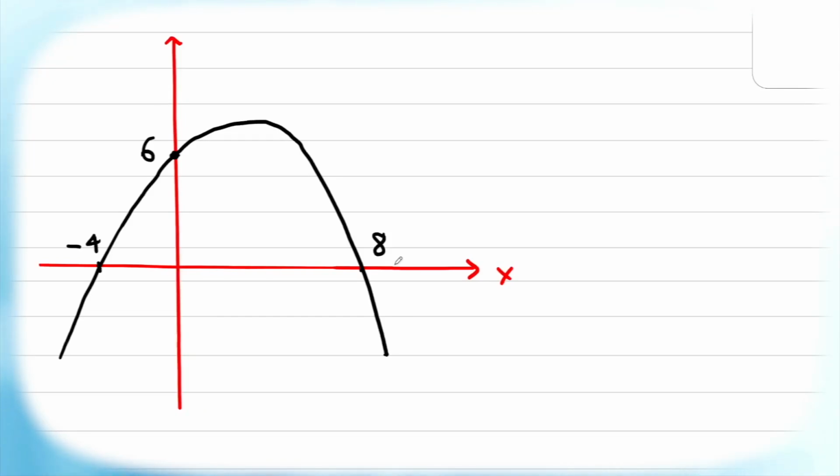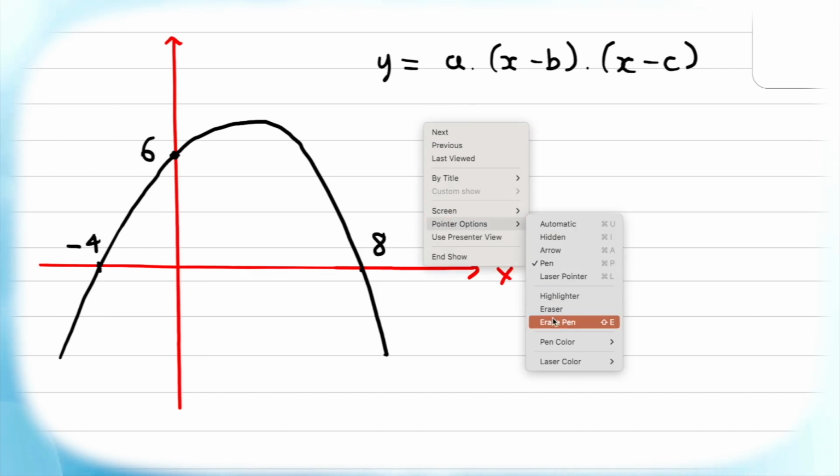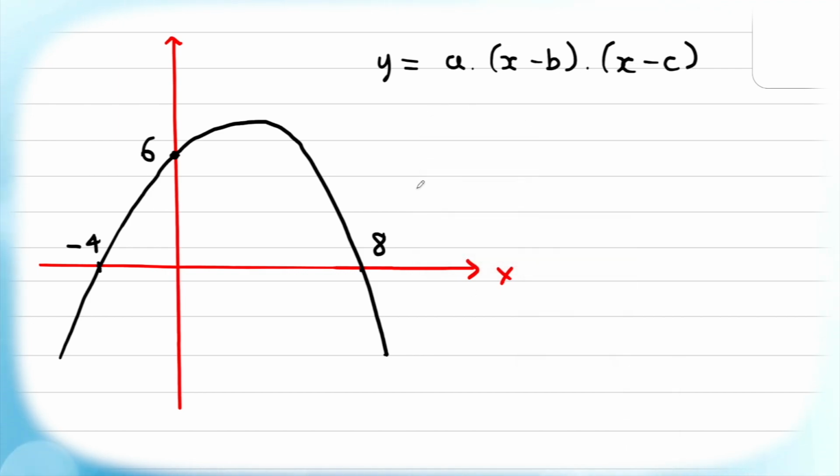Continue practice about exercise: change form from the graph to the factorizing form equation. From this question, you get the x-intercepts here, -4 and 8, and the y-intercept will be 6. I will start with the general form of the factorizing form, y equals a(x minus b)(x minus c). Here's how I can solve this question.